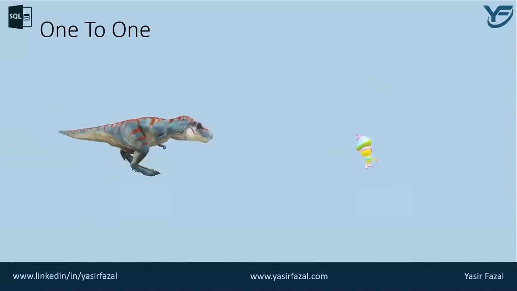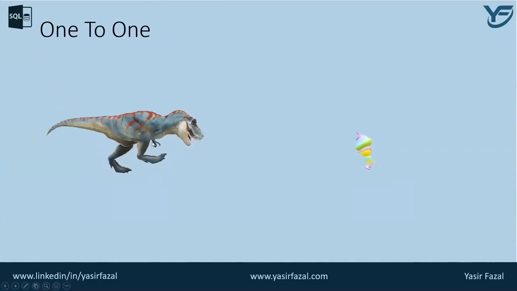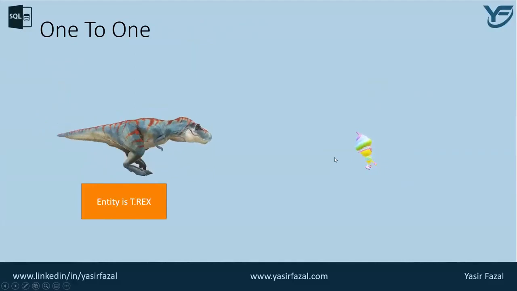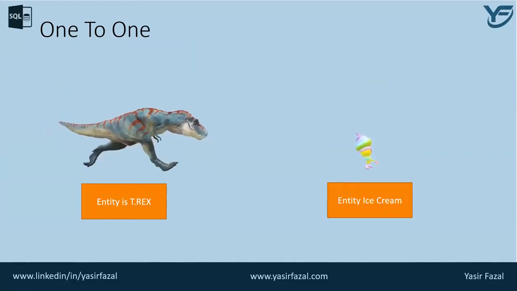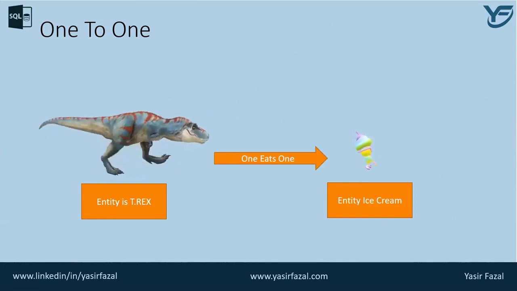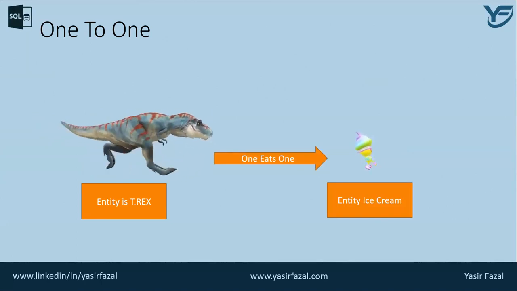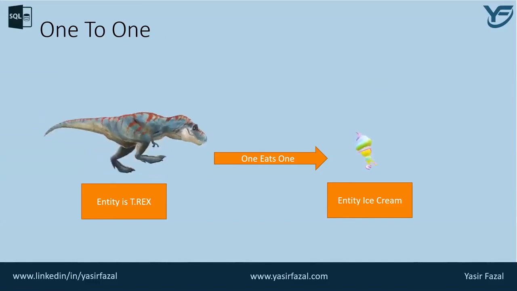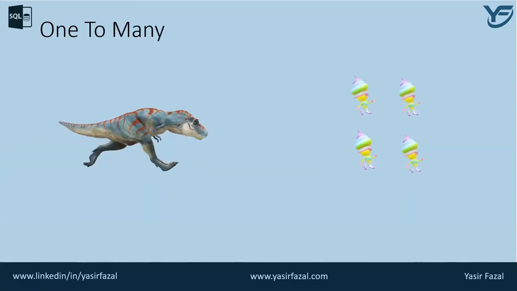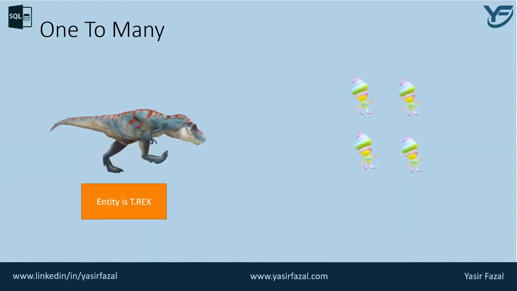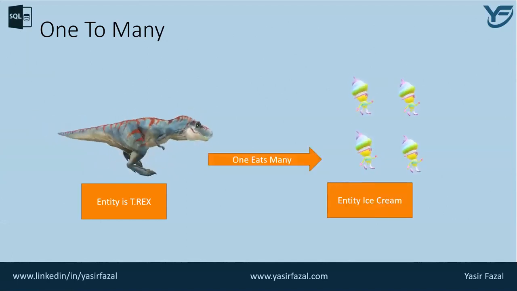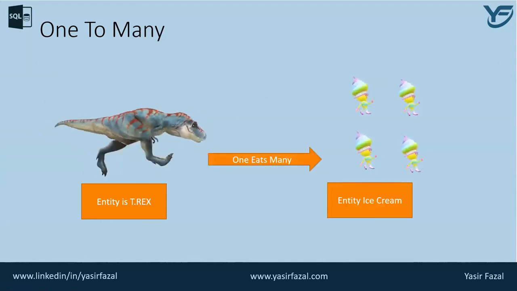The first one is one to one. There is one entity and a second entity: the first entity is T.REX and the second entity is ice cream. One T.REX would like to eat only one ice cream. So this is a one to one relationship between the two entities. Next is one to many. There is one T.REX entity and multiple ice cream entities, and one T.REX would like to eat many ice creams.